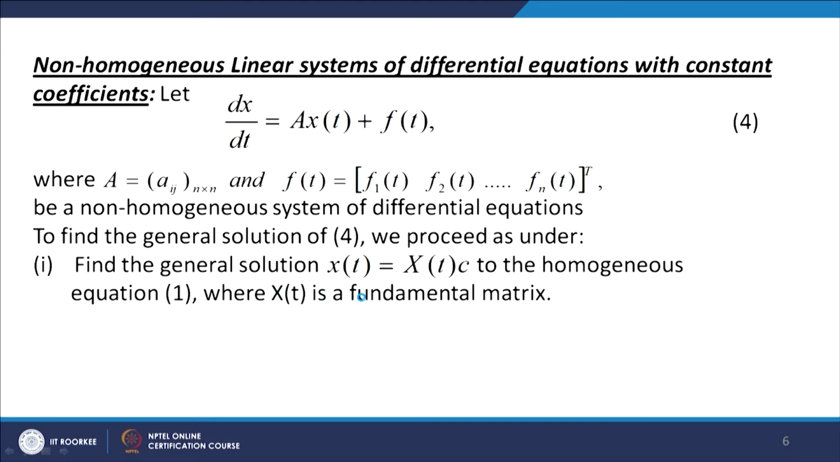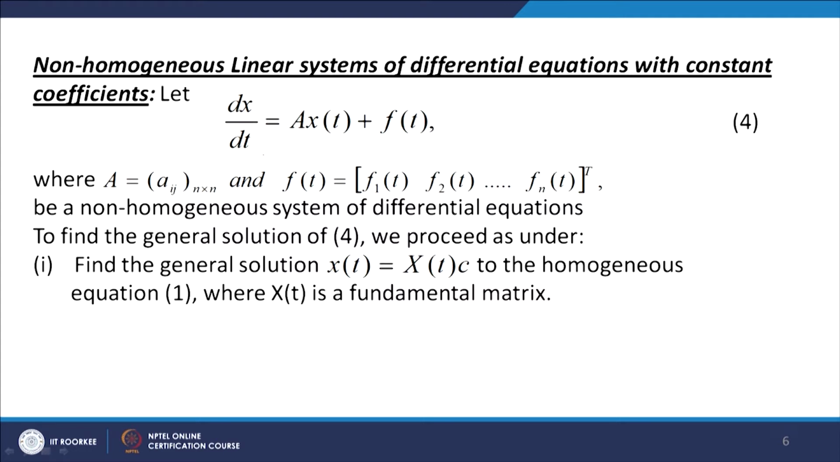Now, let us consider a non-homogeneous linear system of differential equations with constant coefficients. Let us say we consider dx by dt equal to Ax(t) plus f(t), where A is an n by n matrix (a_ij), n cross n, and f(t) is a column vector with components f1(t), f2(t), and so on, fn(t). Earlier we considered only homogeneous equations where we took this f(t) as a zero vector. We have tackled the homogeneous linear systems of differential equations with constant coefficients. Now, let us consider the non-homogeneous case.